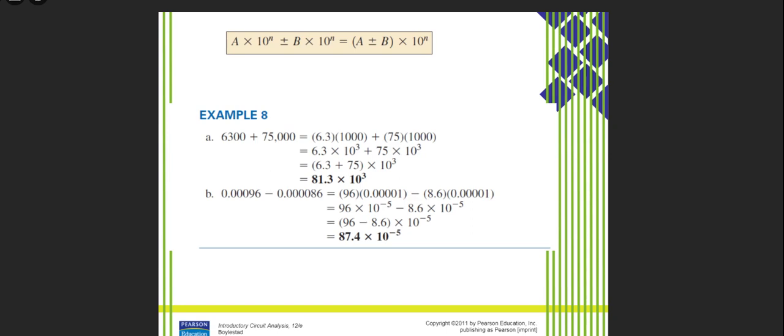And then I will just add up the numbers, 96 minus 8.6. And here, for 10 power of negative 5, just write one of them and multiply. It's like you factorize this one from both terms. From this one, if you factor, it will be 96. From this one, it will be 8.6. And then do the math for this part and then multiply by 10 power of negative 5.